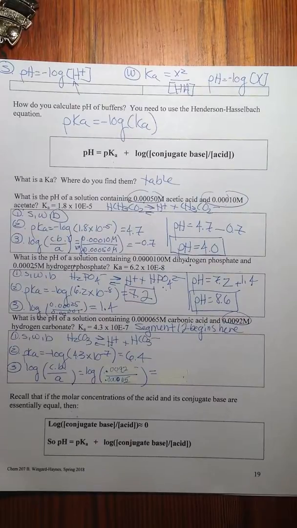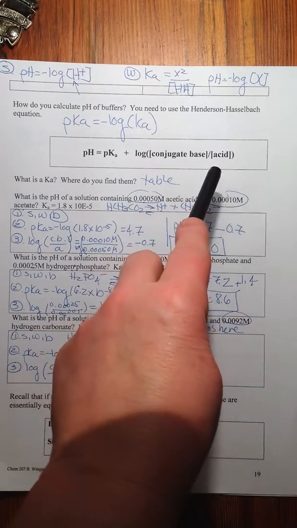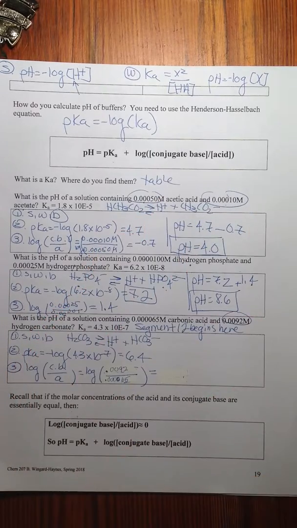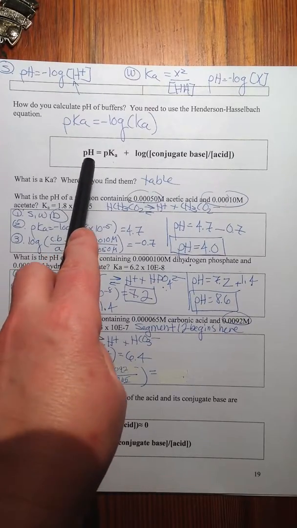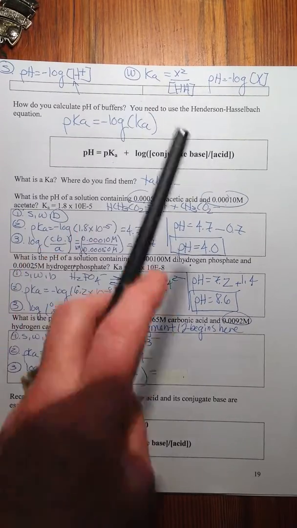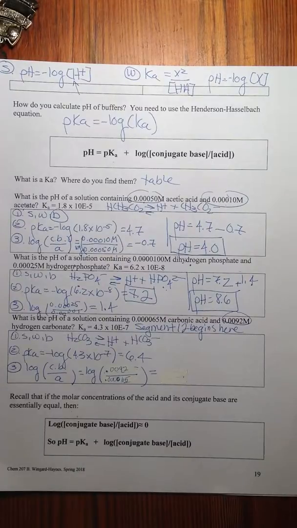In the last segment, we talked about buffers, and that in order to have a buffer, you need a weak acid and its conjugate base. If you have a buffer, you figure out the pH according to the Henderson-Hasselbalch equation, and the value of the buffer is that it helps maintain pH constancy.